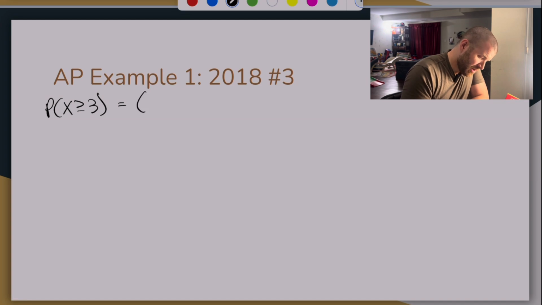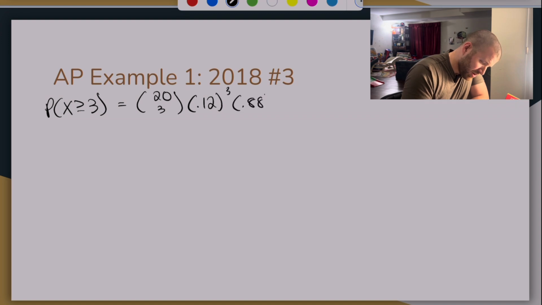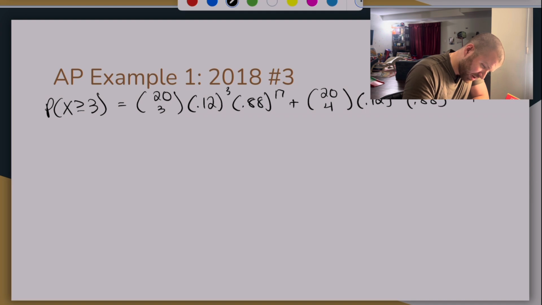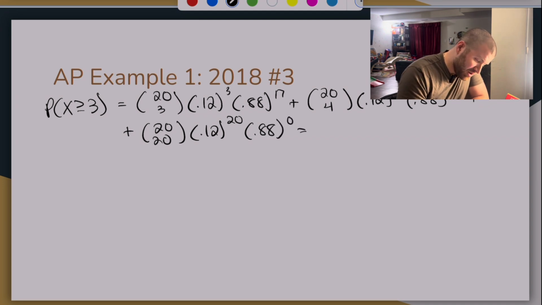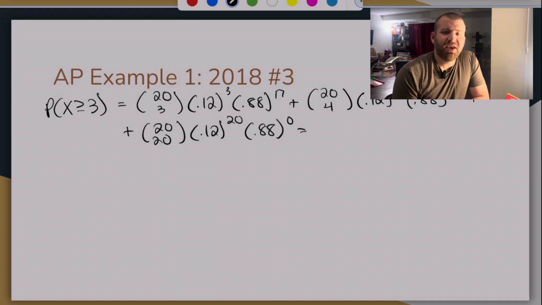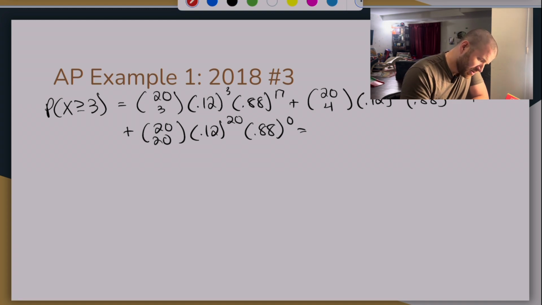equals, in this case, 20 choose 3 times 0.12 to the third times 0.88 to the 17th plus 20 choose 4 times 0.12 to the fourth times 0.88 to the 16th plus, and so on, up to all 20. So 20 choose 20 times 0.12 to the 20th times 0.88 to the 0 equals, and then on my calculator, I'm doing 1 minus the binomial CDF of, now remember, it is NPX.